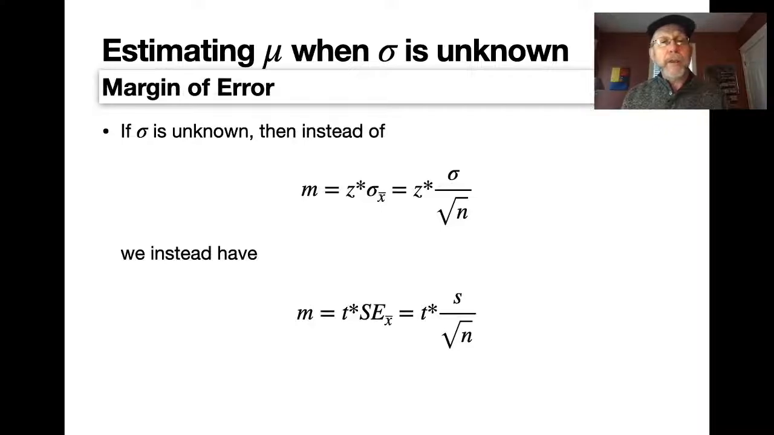What about the margin of error? Well, if you look at the formula for the margin of error when sigma is known, we're going to just make a couple of basic replacements. Instead of critical values z star from the standard normal distribution, we're going to be using critical values t star from the t-distribution with n-1 degrees of freedom. And instead of the standard deviation of x bar, we're going to use the standard error of x bar.